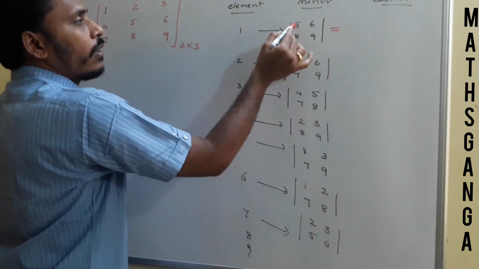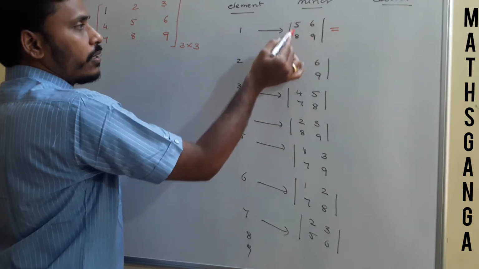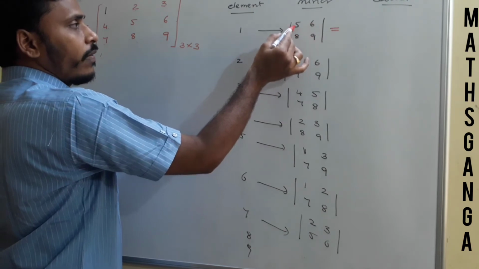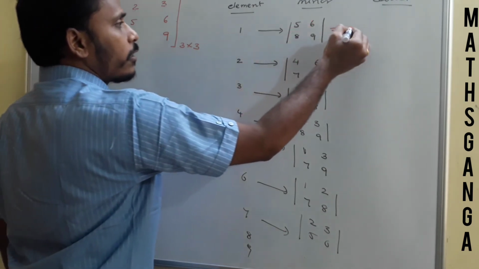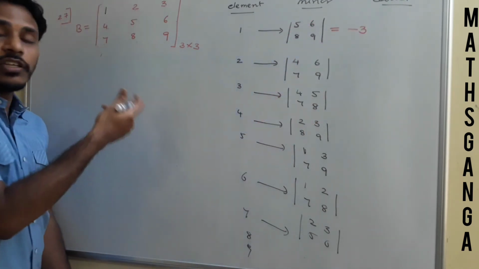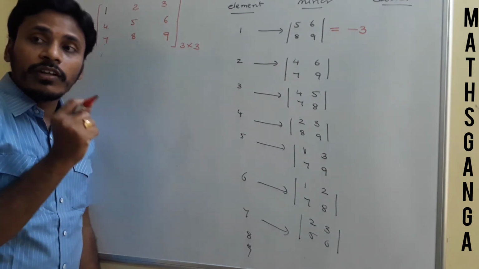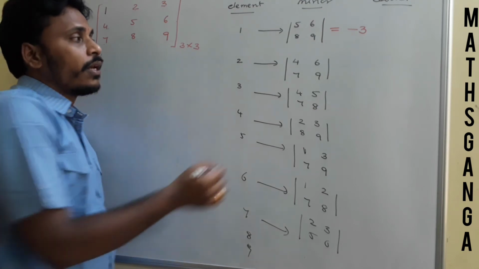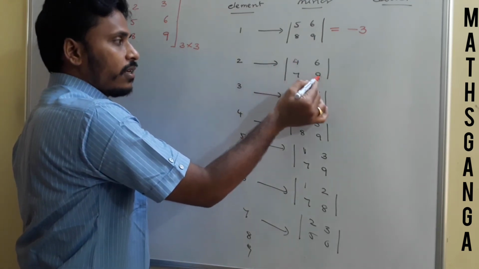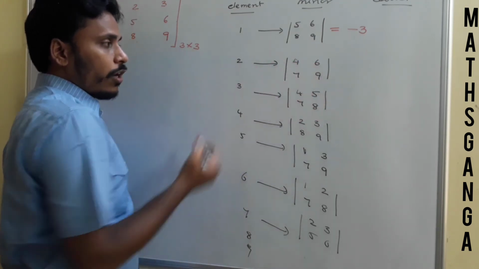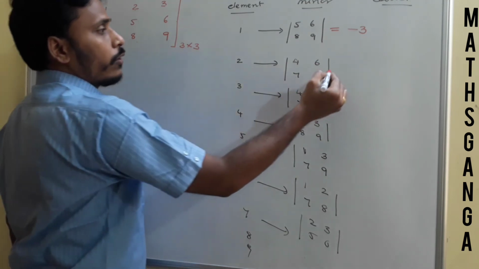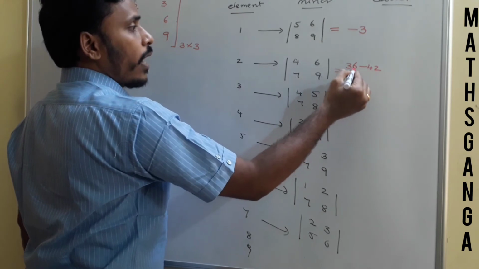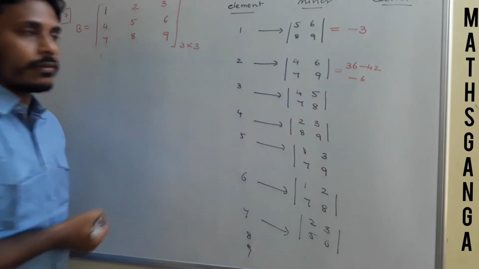I think, see, AD minus BC. 5 9s is 45, 6 8s is 48. This 45 minus 48 is minus 3. Just as we discussed in the previous case, the determinant for the 4 elements A, B, C, D is simply AD minus BC. Here AD, 4 9s is 36, 7 6s is 42. 36 minus 42, so this equals 36 minus 42, and that answer is minus 6.